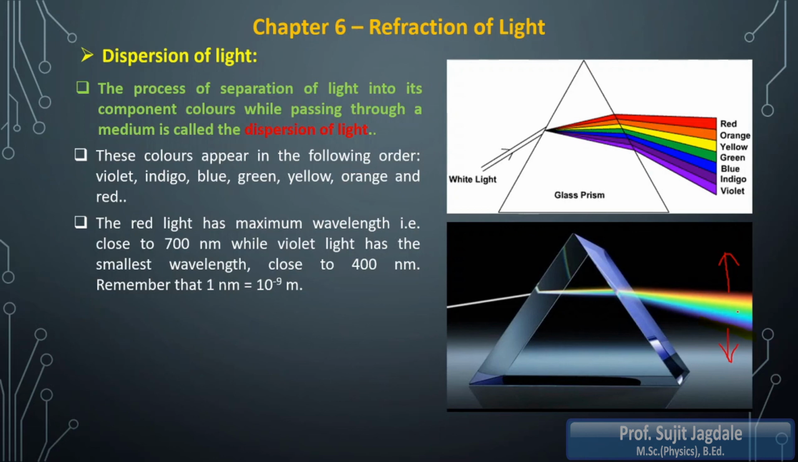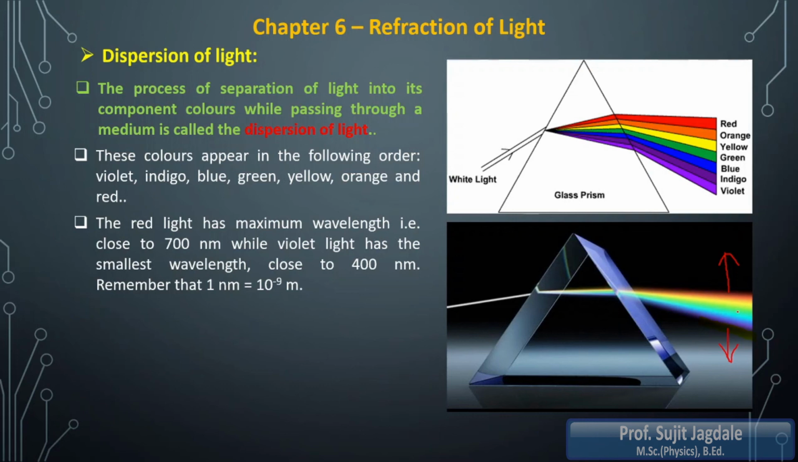Again, it depends on the medium. The angle of deviation also depends on the medium, but remember violet color has the maximum deviation and red color has the lowest deviation. And in case of wavelength, the red color has maximum wavelength and violet color has the smallest wavelength. So this is the concept of dispersion of light.